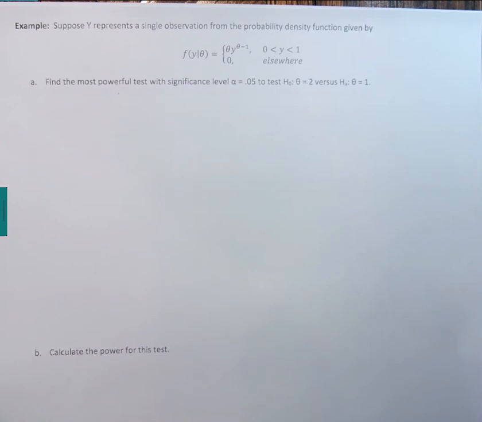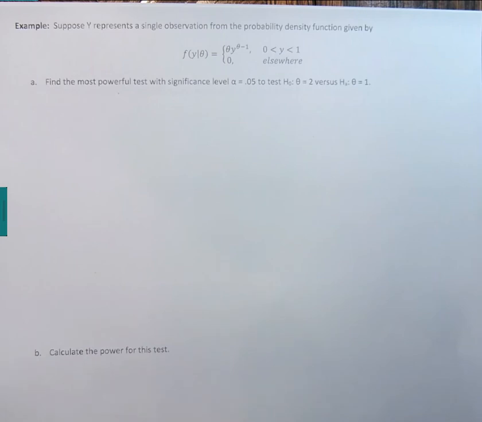All right, so let's look at an example. Suppose that y represents a single observation from the probability density function given by the following. We're going to find the most powerful test with significance level alpha equal to 0.05, and we're going to test under the null theta equal to 2, and under the alternative, theta equal to 1. So let's look at how to do this.